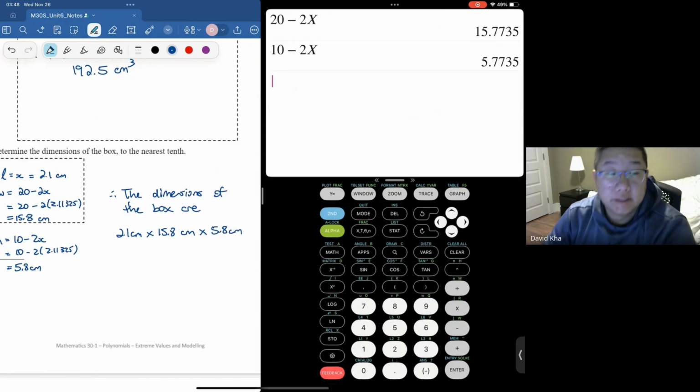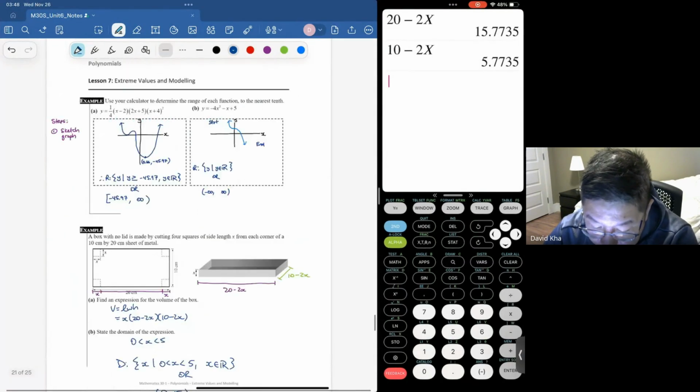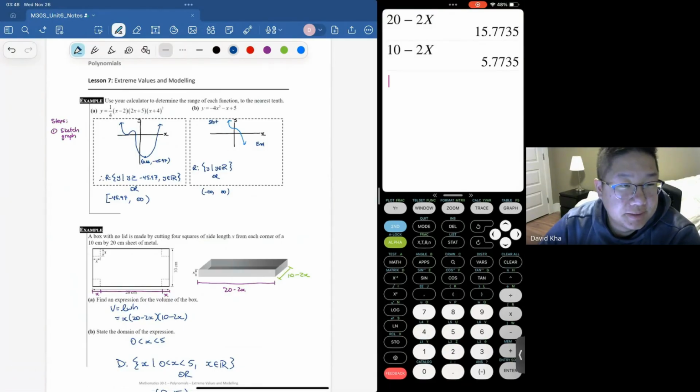There we go. Using polynomial functions to solve maximum and minimum problems. This isn't a huge emphasis in Math 30, but it's a very big emphasis in calculus. And in calculus, we will learn algebraic techniques to perform this skill. Okay, hopefully that makes sense.